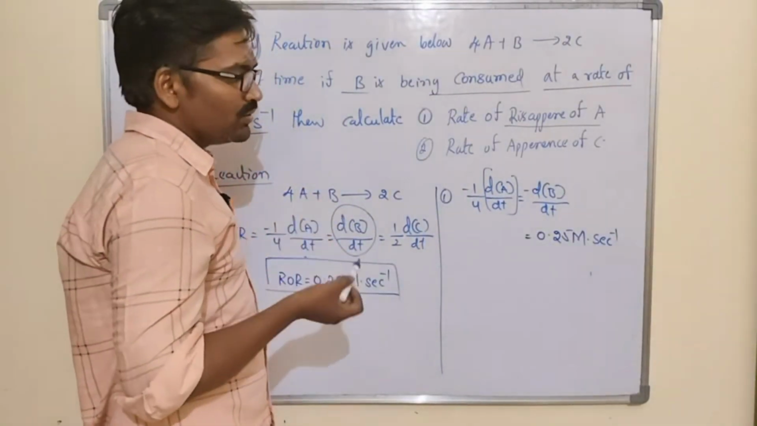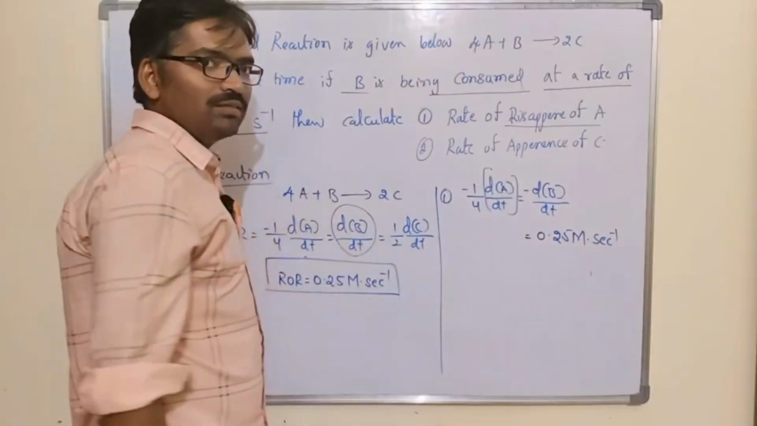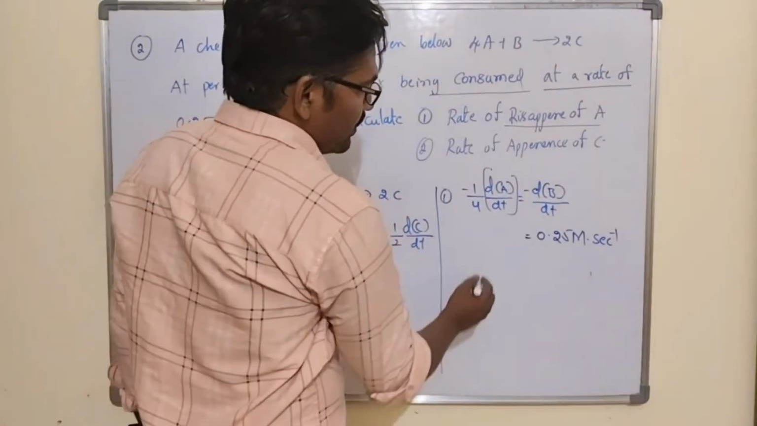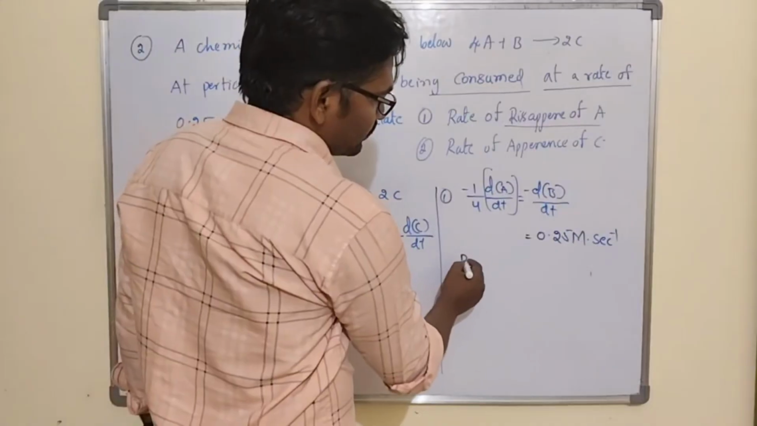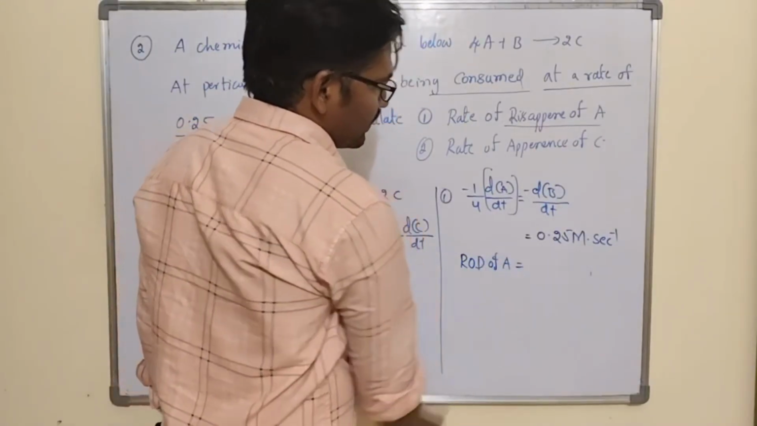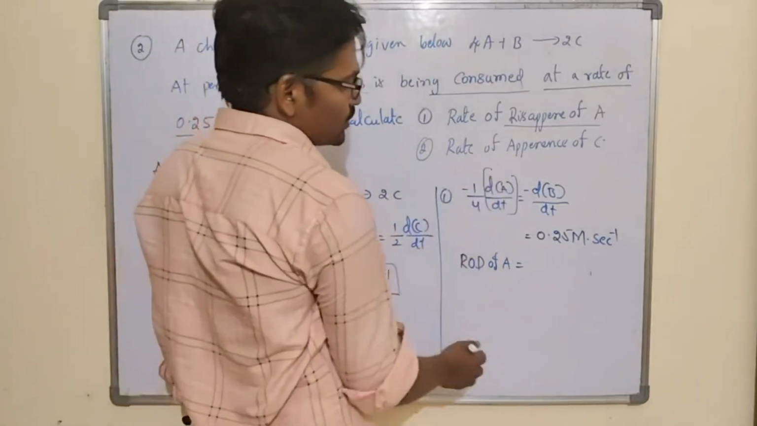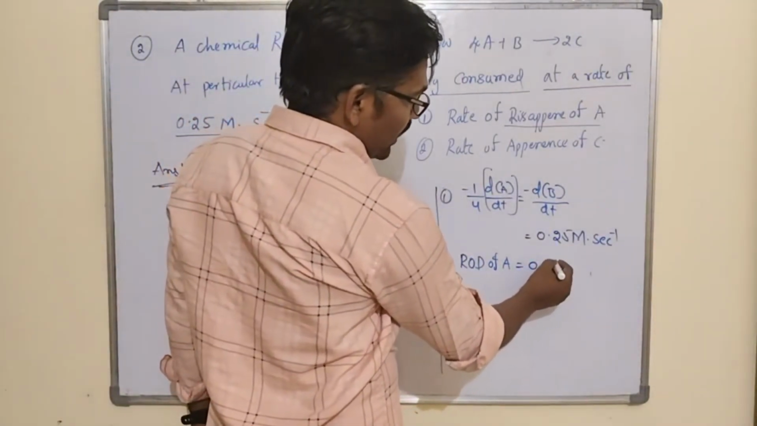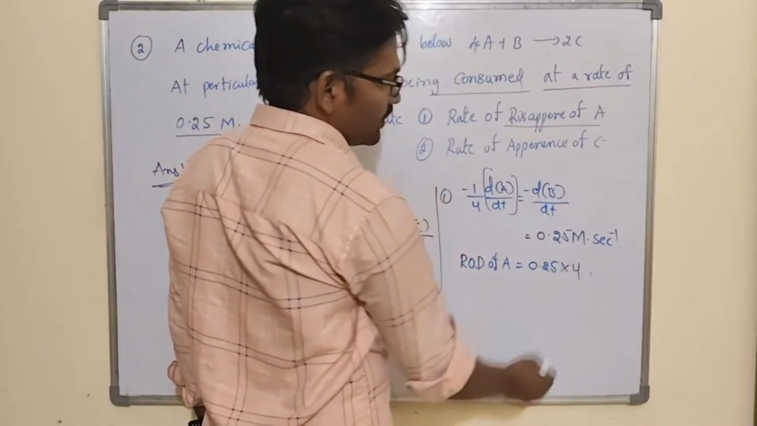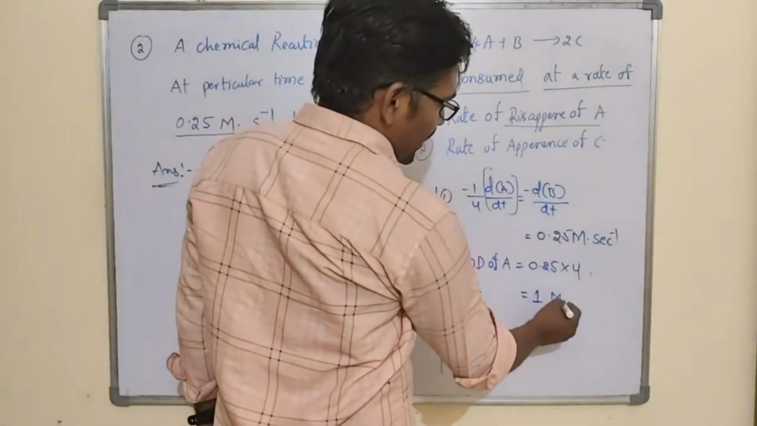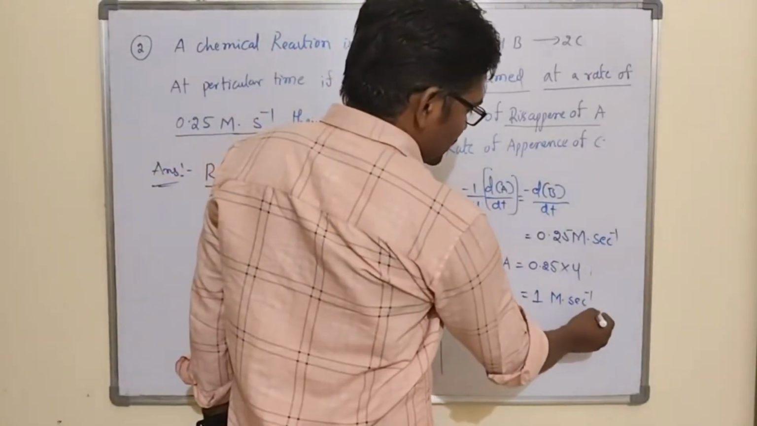Clear? Understand, all of you? So the 4 goes to that side. Look at me, my dear students. Then the rate of disappearance of A equals, 1 by 4 goes to that side, so 0.25 into 4. 0.25 into 4, how much do you get? 1. So you get 1 molarity second inverse.